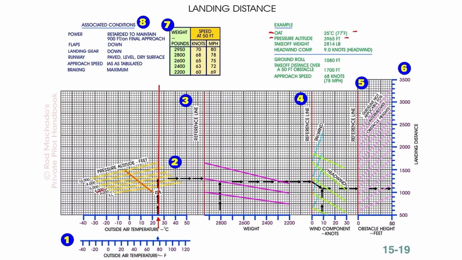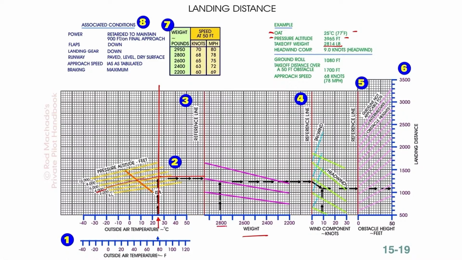roughly almost the 4,000 foot pressure line, which is this line right here, okay, it's this one that goes straight across. From that point, then I am basically going to draw a line straight across to my reference line. And then I'm going to stop at that point. So just draw it straight across to the reference line. And now what I need to do is this is the weight of the aircraft. Okay, so the weight or the takeoff weight of my aircraft is 2,814 pounds.